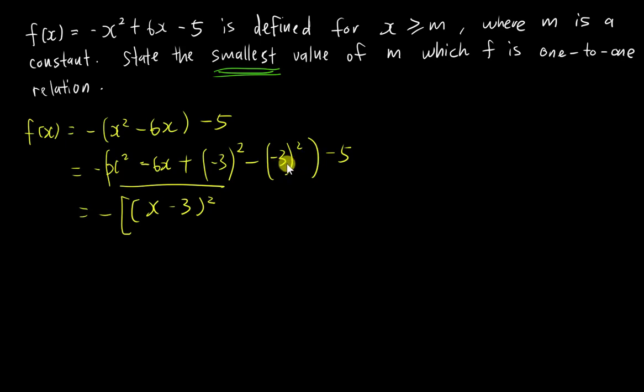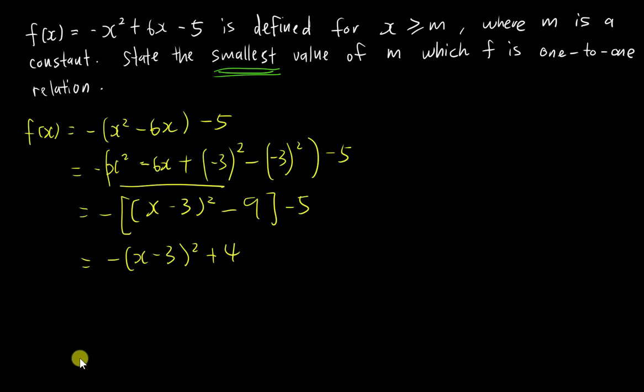And then this one will give me minus 9, but I will multiply the negative into it later. Alright, so this one I multiply the negative into both. When I say multiply for the first bracket, I just leave it outside the first bracket here. And then negative multiplied by negative 9, I get positive 9. Positive 9 minus 5, I get positive 4.